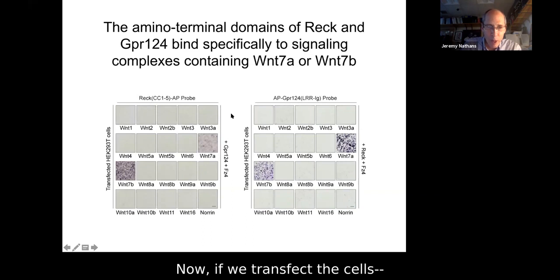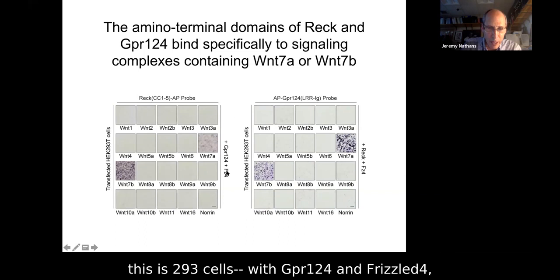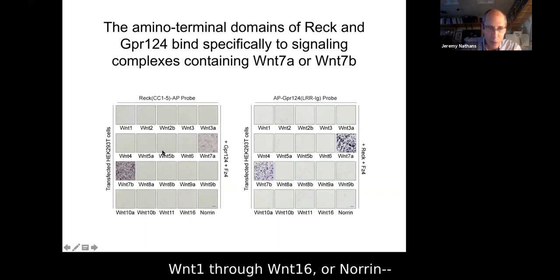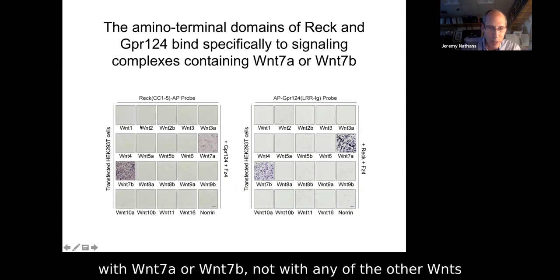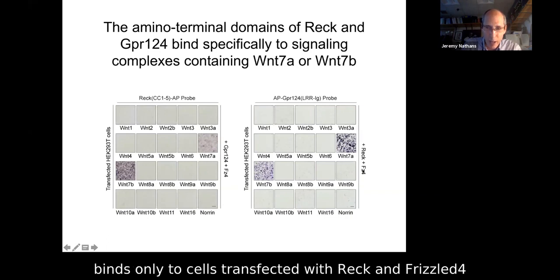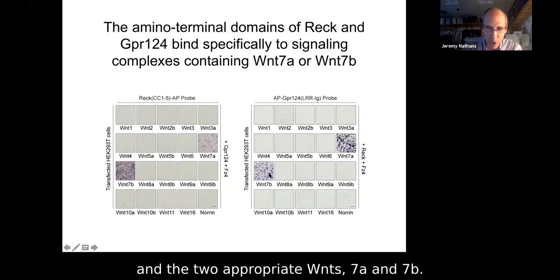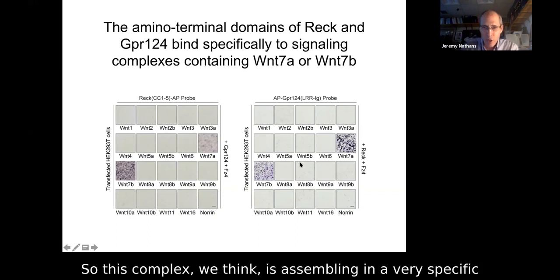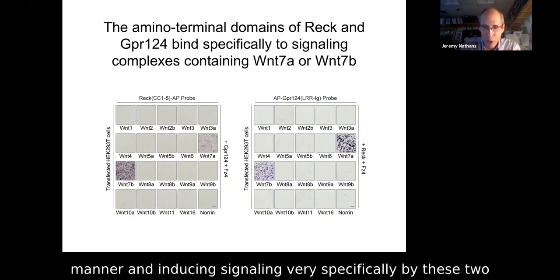Now, if we transfect the cells, this is 293 cells with GPR124 and frizzled 4, and then each of the indicated WNTs, WNT1 through WNT16, or norrin, and then probe those cells with REC, which was not transfected into them, so it's the missing piece, we see that the REC probe binds only to cells that were co-transfected with WNT7A or WNT7B, not with any of the other WNTs or with norrin. And likewise, the GPR124 N-terminal region probe binds only to cells transfected with REC and frizzled 4 and the two appropriate WNTs, 7A and 7B, but none of the other ligands. So this complex, we think, is assembling in a very specific manner and inducing signaling very specifically by these two WNT ligands.